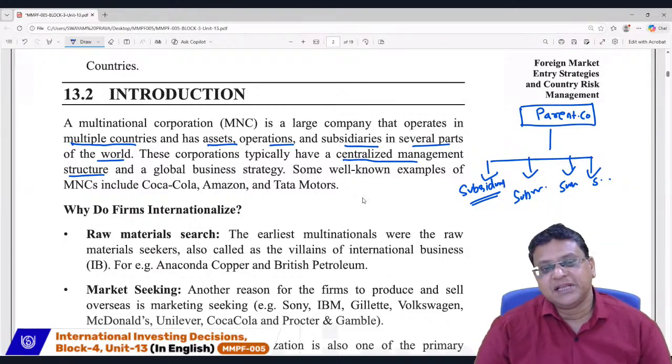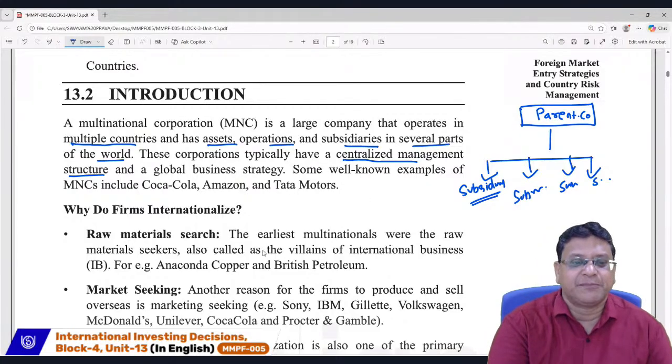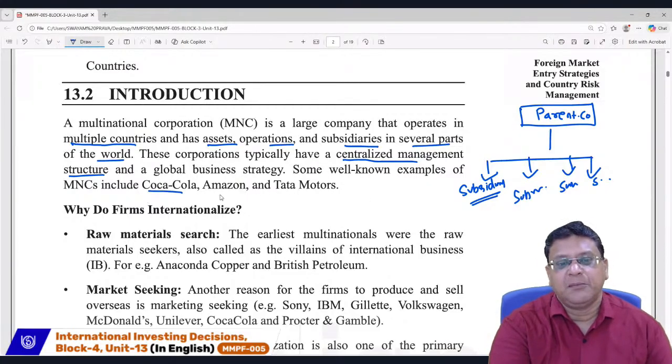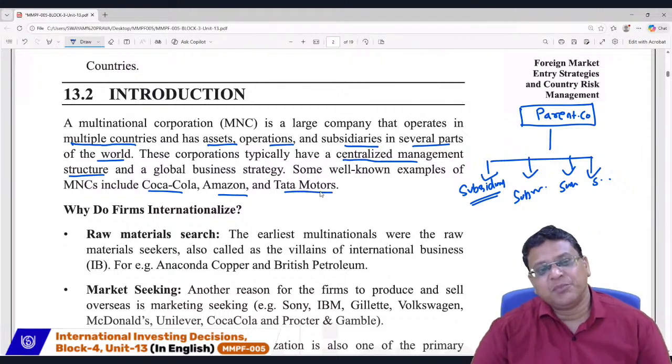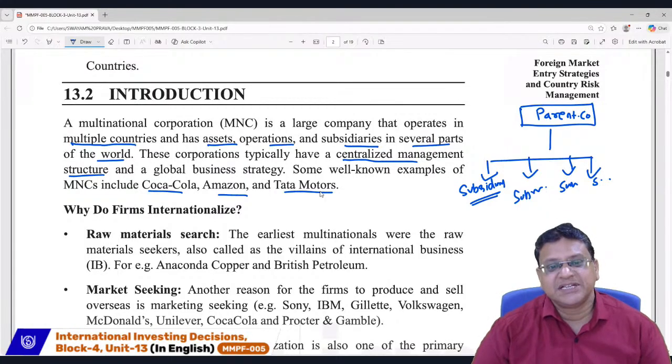Like in Pepsi, the parent company is Pepsi USA and the child company or subsidiary company in India is Pepsi India. Examples of MNCs are many, like Coca-Cola, Amazon, Tata Motors. These are one type of multinational company. Tata Motors is one Indian MNC. TCS is one Indian MNC. Infosys is an Indian MNC.